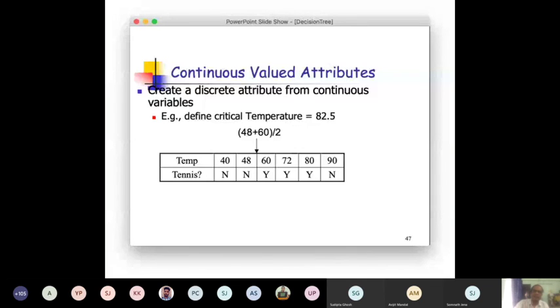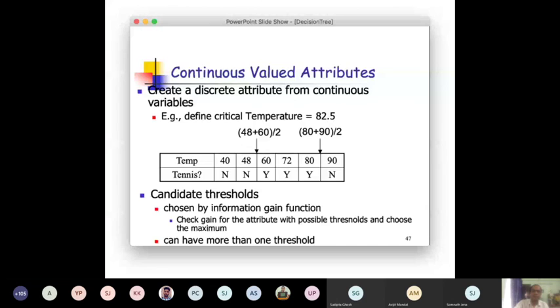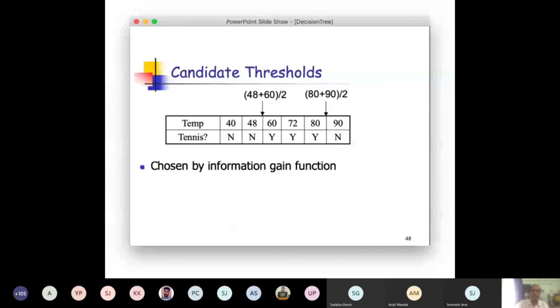So in this case, what transitions can you see? You can see them between 48 and 60, and again between 80 and 90. So these are the two candidates. Which one are you going to choose? I think I have a better slide.